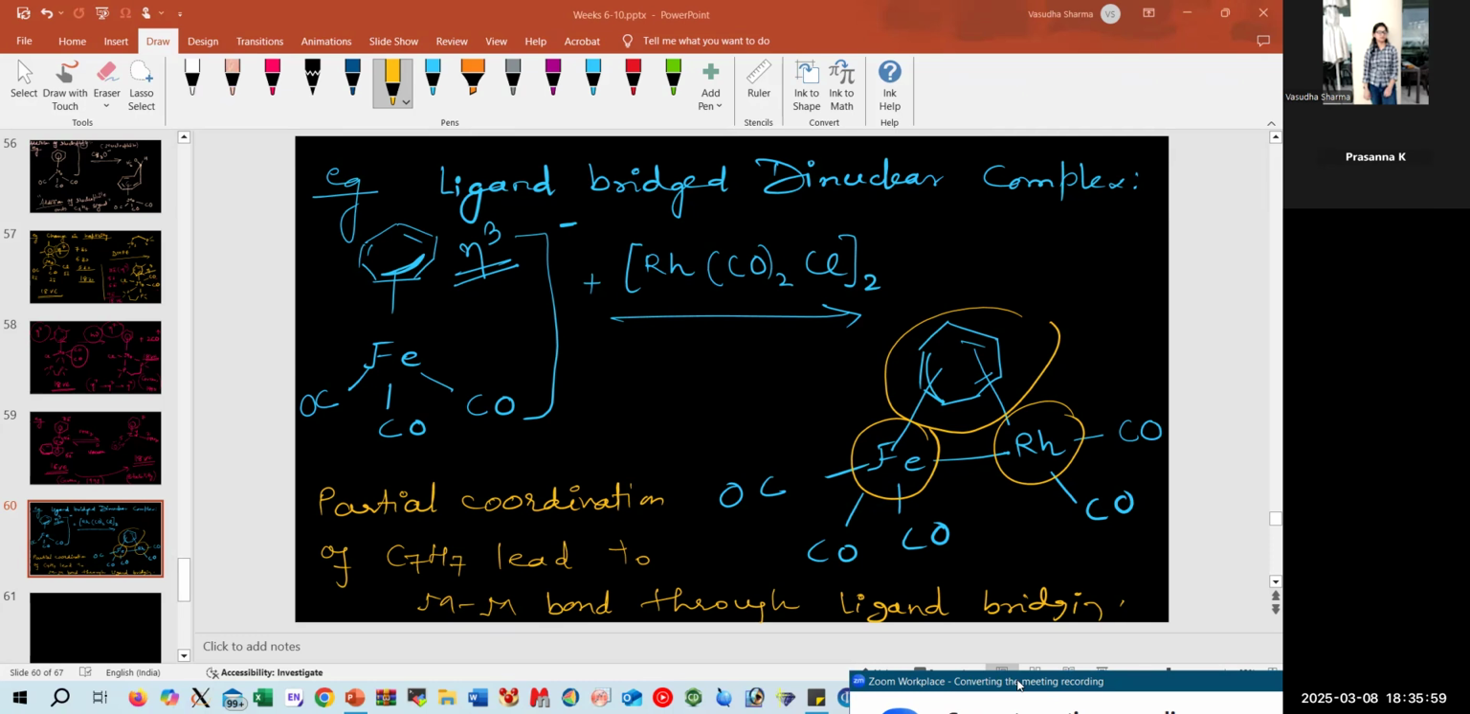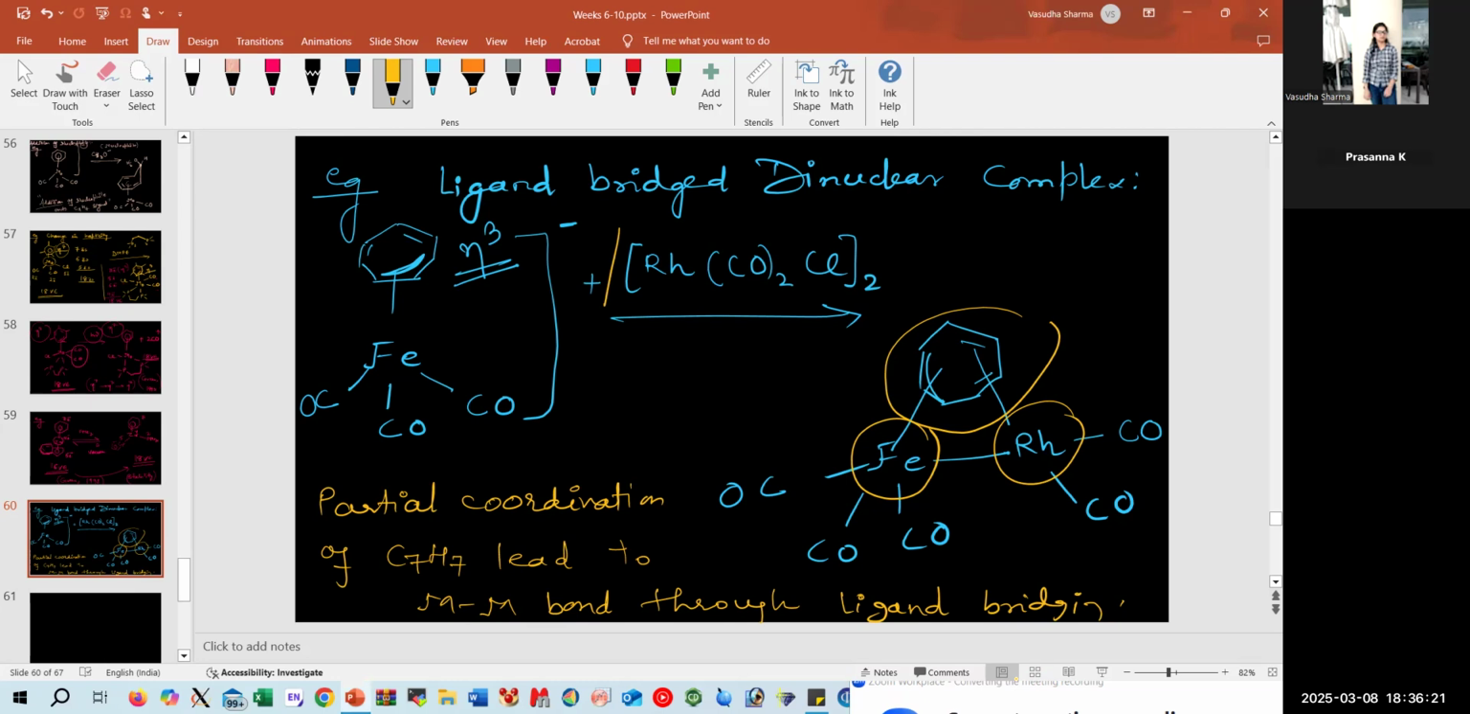Why is this RhCO2Cl2 twice? Sorry, can you please repeat? The metal bond, ma'am. This metal, iron and rhodium, right? Yes, ma'am. Why is this happening? What is this RhCO2Cl2 doing?